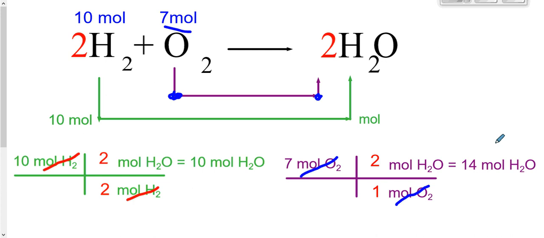Clearly, I don't have enough to produce 14 moles of water. We've already shown that if I use up all the hydrogen, I've only produced 10 moles. There's not enough hydrogen left to make 14 moles. Because the hydrogen gets used up first, it is called the limiting reagent. The oxygen will have more than we need. Because the oxygen will have more than we need, we will call it the excess.